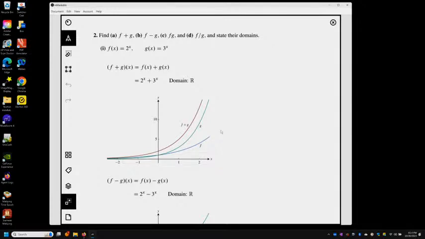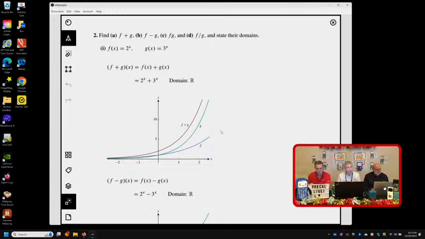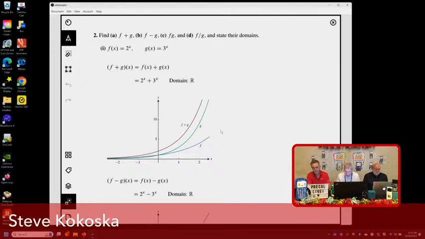So I've got some functions f and g, and I want to take a look at the sum function, the difference, the product, and the quotient. Some of these are pretty straightforward, but I'd also like to think a little bit about the domains along the way. And for me, I really need to graph some of these to see what's going on, to see if I can justify my answer, if it's possible to do that graphically.